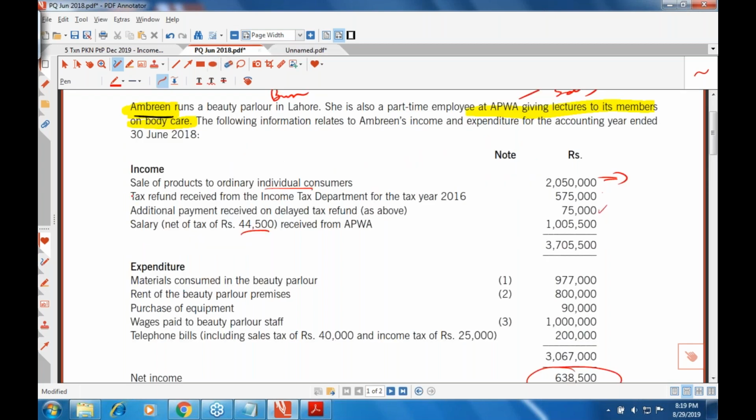The next situation is tax refund. The tax refund received from the income tax department for tax year 2016 cannot be considered as income. Furthermore, it says additional payment received on delayed tax refund. This is also not going to be taxable income. It is exempt. The salary which is net of tax, we need to show it in the income from salary.